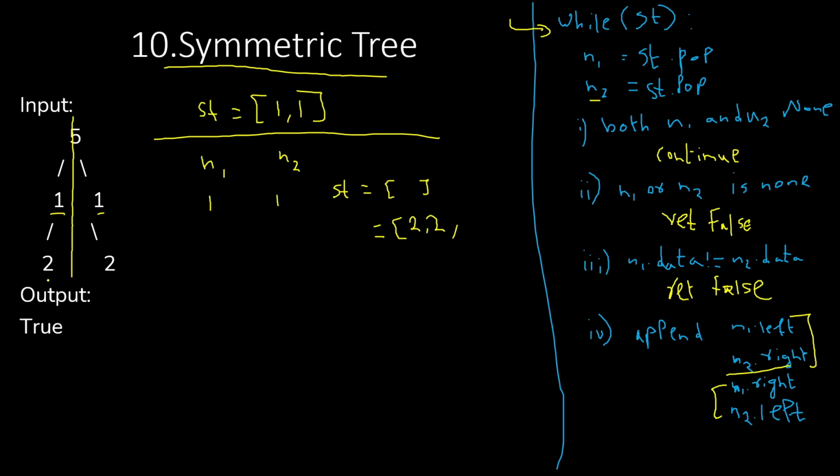Now this left element is finished and the right element is finished. Now there are two more elements remaining, right? Which will be this one, the right side of the left subtree and left of the right subtree. We're going to add them.